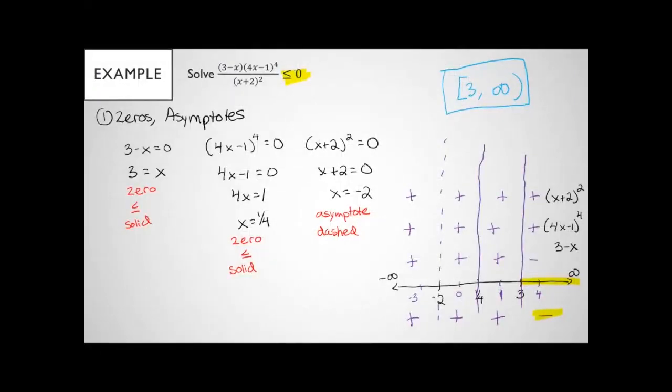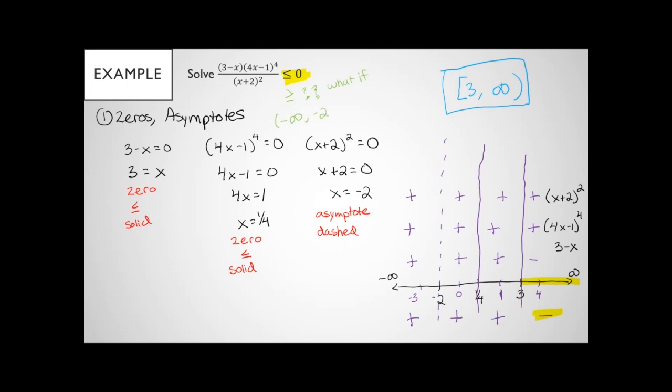So what if instead of a less than or equal to 0, it had said it was a greater than or equal to 0? So what if this was greater than or equal to 0? In that case, you'd be looking for all the plus signs, but between 2 of the plus signs, there's a dashed line at -2 because we can't have -2.